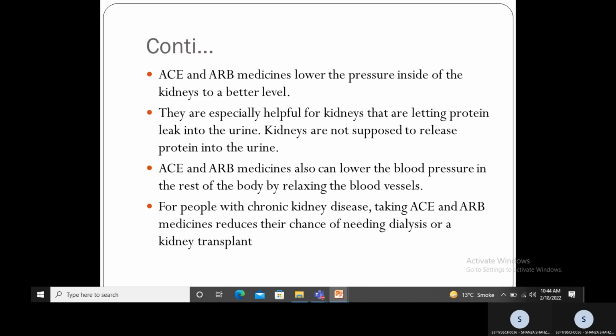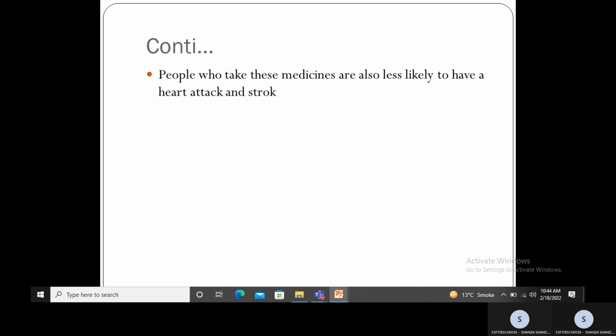For people with chronic kidney disease, taking ACE and ARB medicines reduces their chance of needing dialysis or a kidney transplant. People who take these medicines are also less likely to have a heart attack and stroke.